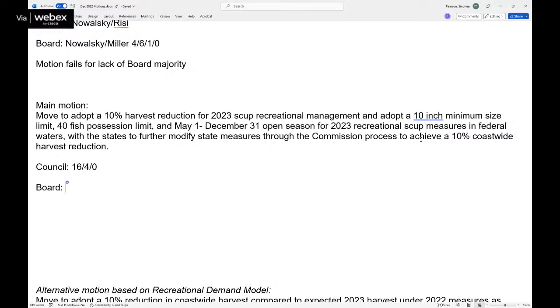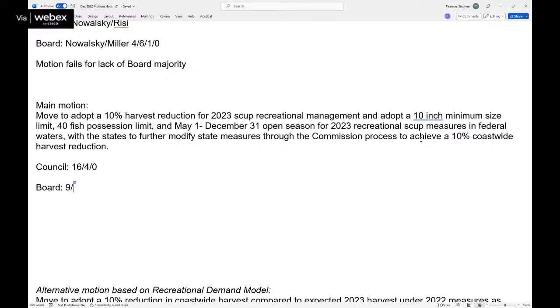I'm going to turn it over to Justin for the board. Okay, thank you, Mr. Chairman. To the board, all those in favor, please raise your hand. Virginia, NOAA Fisheries, Massachusetts, Delaware, Connecticut, North Carolina, Rhode Island, and New York and Maryland.